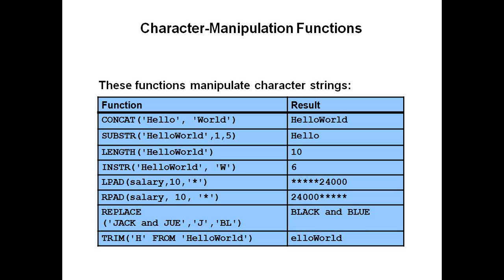Because W is at the sixth position, Oracle has given the result as 6. And suppose if you say INSTR of hello world comma D, then the result will be 10 because D is there at the end position. And if you say INSTR of hello world comma H, then the result will be 1. Now can you people tell, if I say INSTR hello world comma L, then what will be the value?